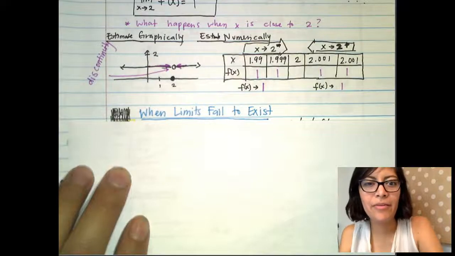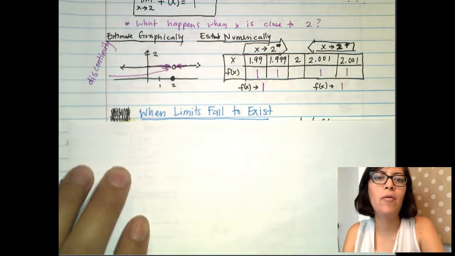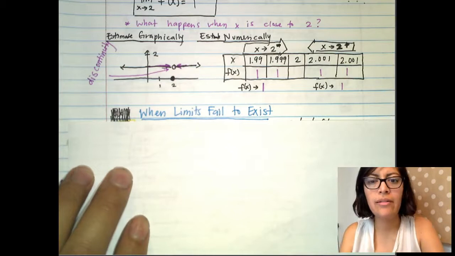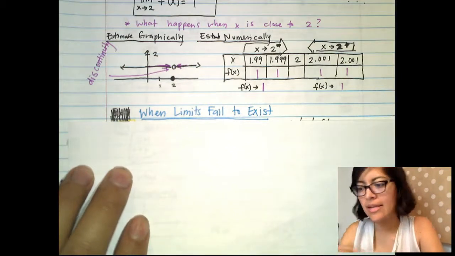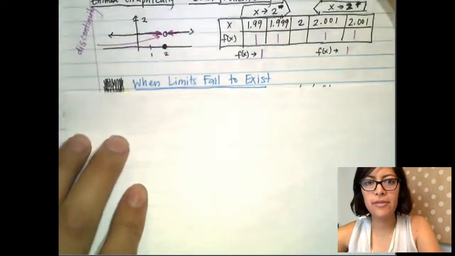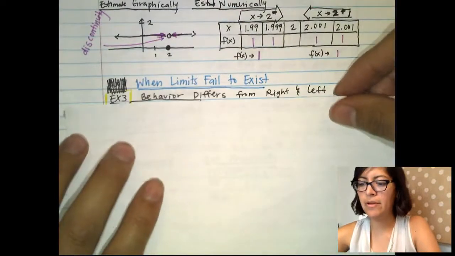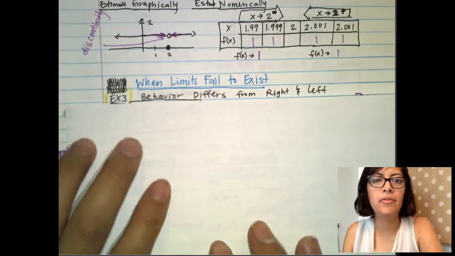Hi, welcome back. We're going to be looking now at when limits fail to exist. Last time we were looking at limits that existed. We're going to look at ones that fail to exist. The first example that we're going to be looking at is example 3 from the book.